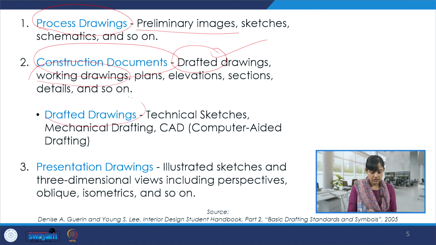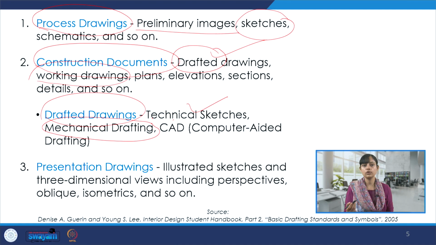Now the drafted drawings, they could be technical sketches. So rather than preliminary sketches, technical sketches would be on scale. They would have some kind of technical detail. And other than technical sketches, there is mechanical drafting when we talk about drafted drawings. There is also computer aided drafting, which is your CAD drawings.